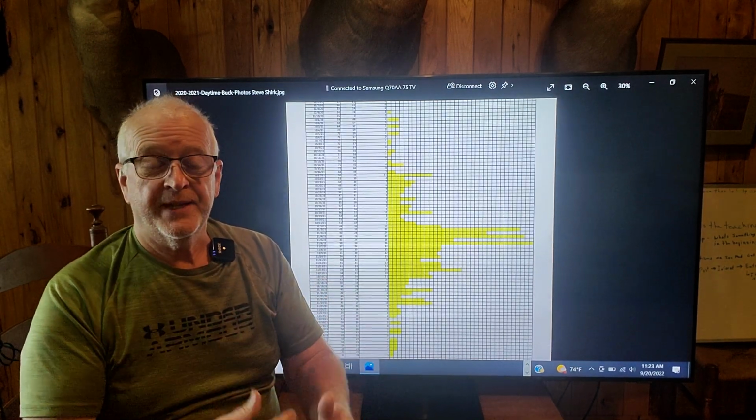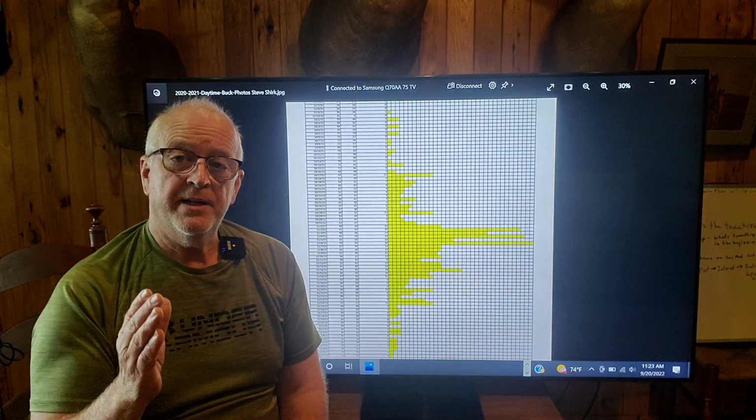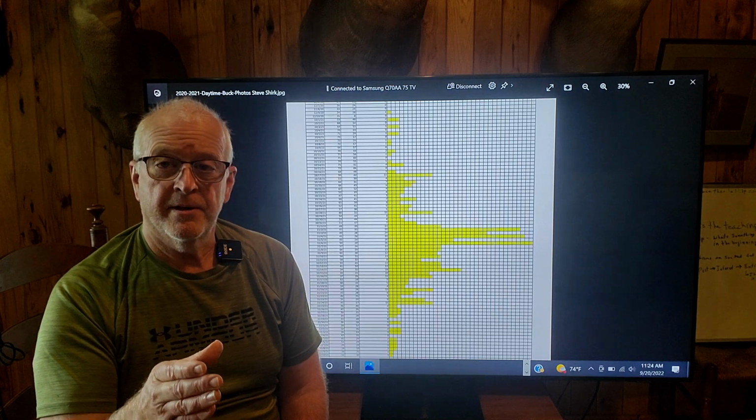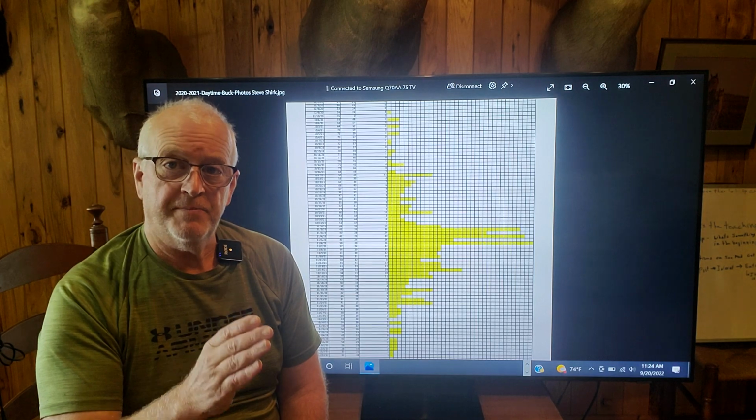Okay, so the basics are all the same. Just keep in mind that if you create your good habitat, you're going to have the bucks there. Even if they leave, they're going to come back because your place is a great place to live.